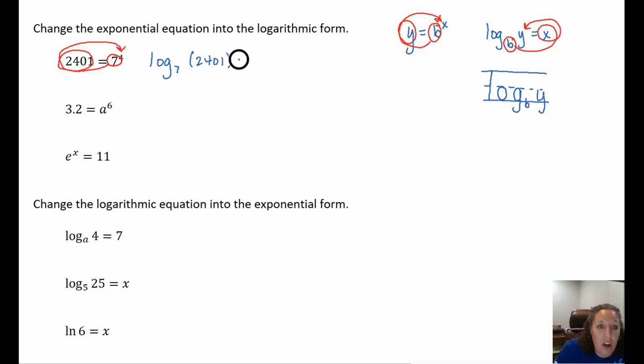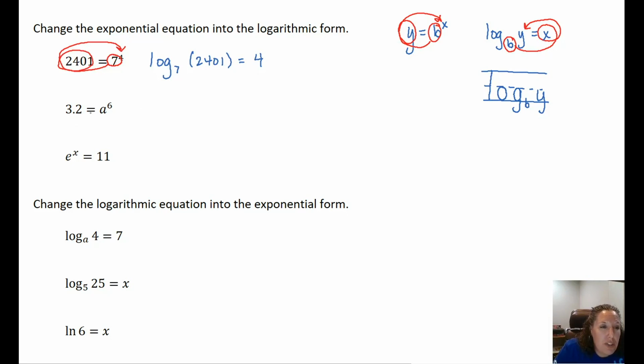2,401 is what we're taking the log of, and that is going to be equal to the 4 that's in the exponent. One thing to notice is if two numbers are on the same side of the equation in one form, they will always be on the opposite sides of the equation in the other form.